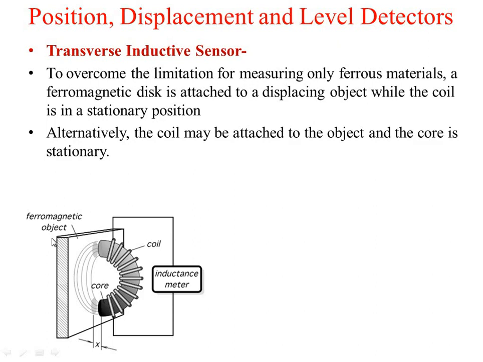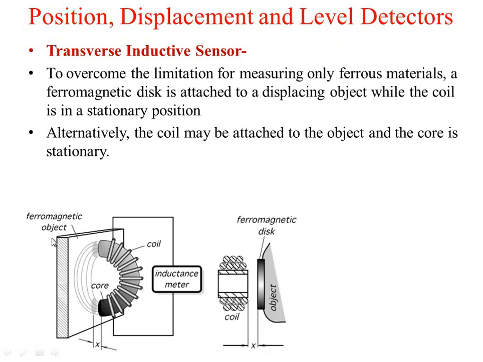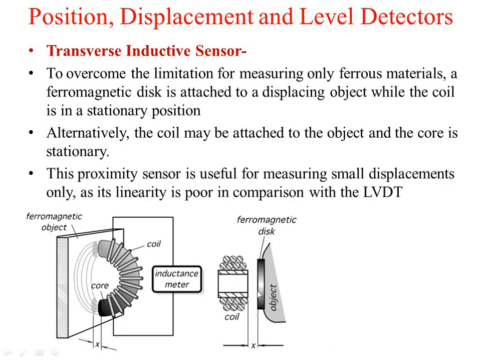Alternatively, the coil may be attached to the object and the core is stationary. So the coil you can connect to the object and you can keep the core stationary. You can measure the distance. So this is the principle used over here. The coil is here, the magnet is here, and this is the object which is of non-ferrous material, and this is the ferromagnetic disc which is attached to this one, and you can measure the distance. So this is one principle.